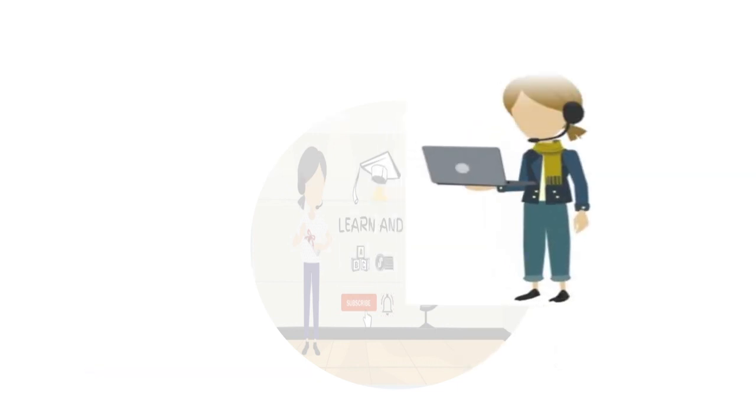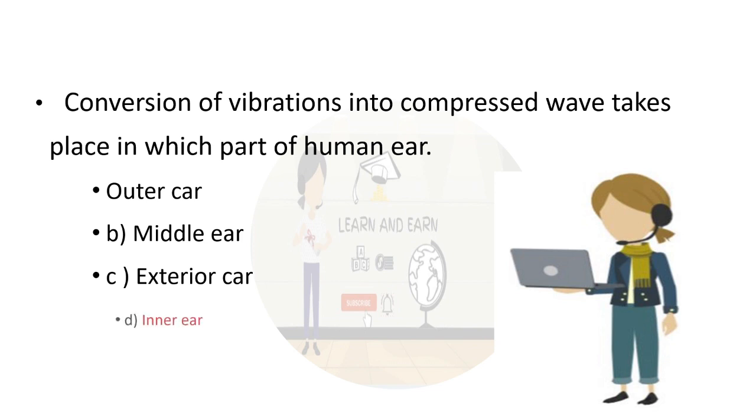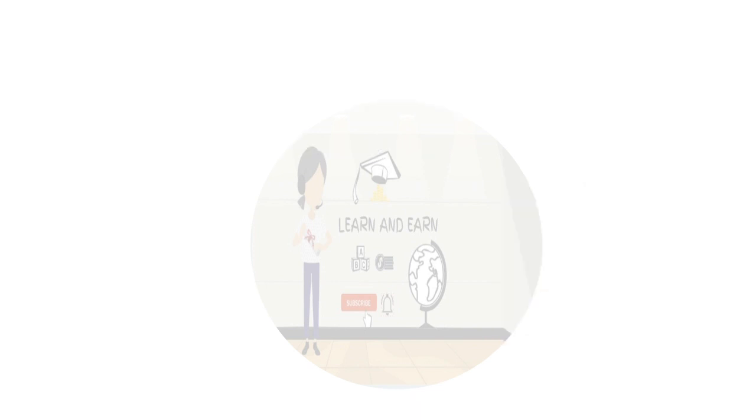The next MCQ is, convergence of vibrations into compressed wave takes place in which part of the human ear? Option A, outer ear, option B, middle ear, option C, exterior ear, option D, inner ear. The right answer is option D, inner ear.